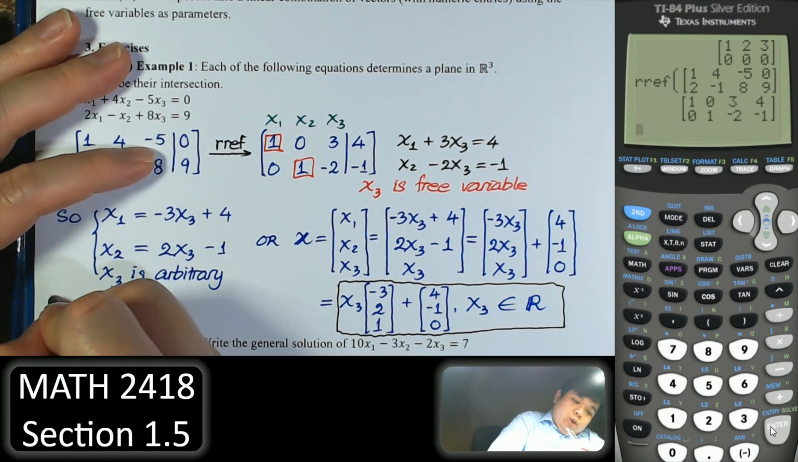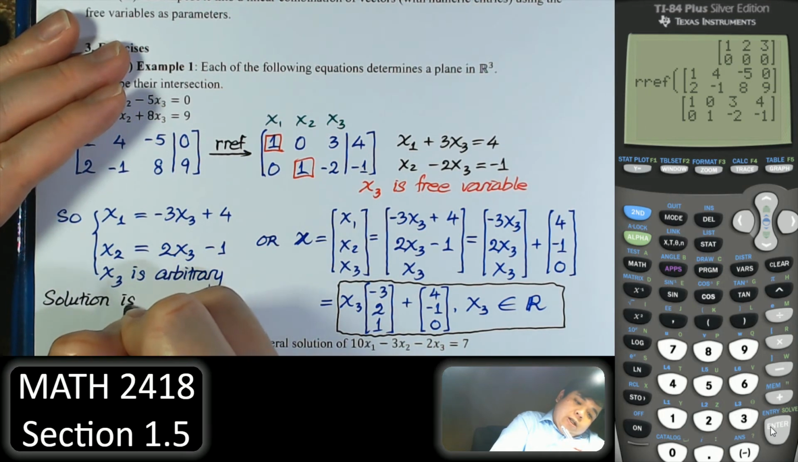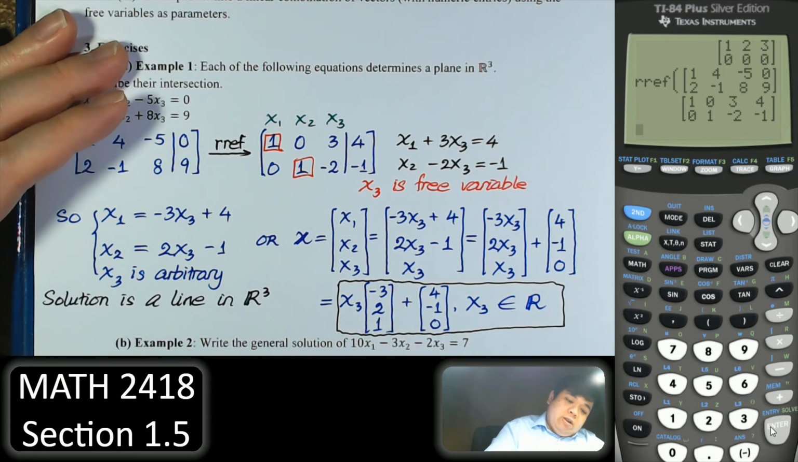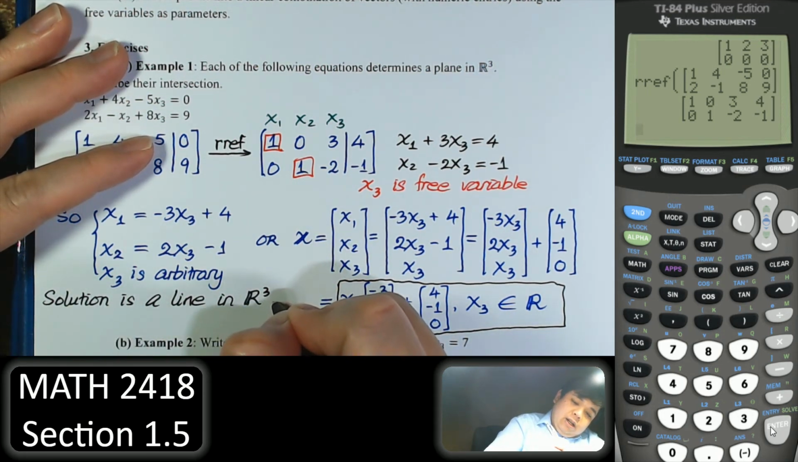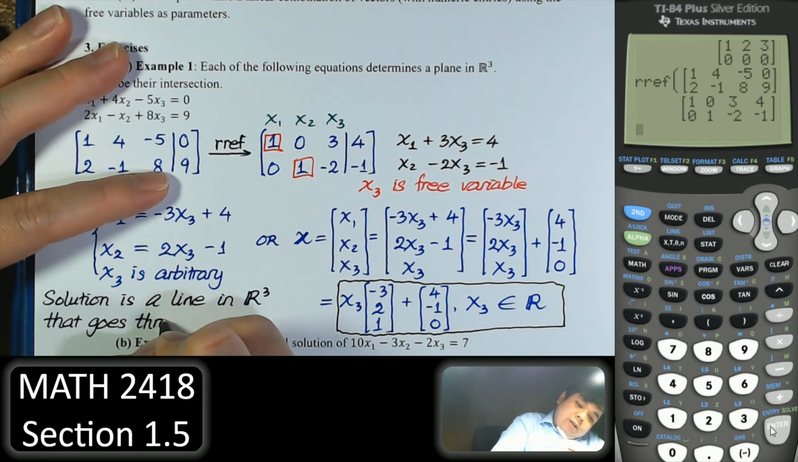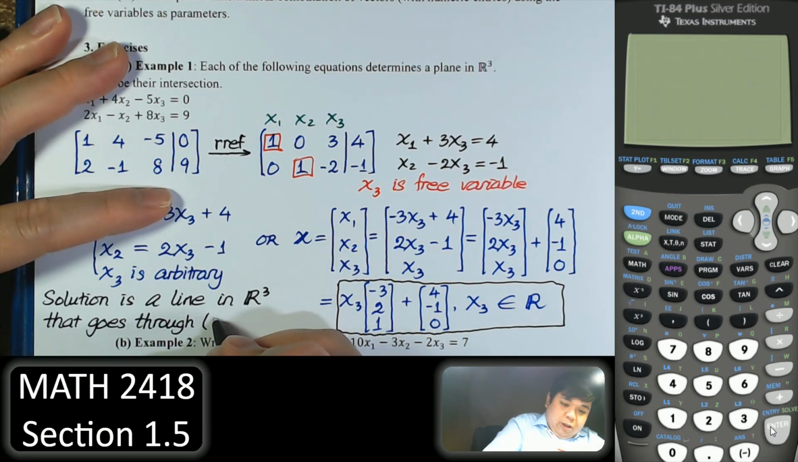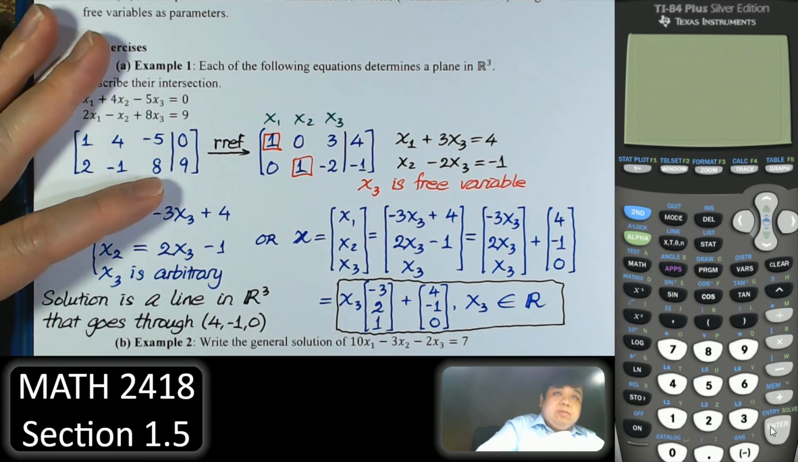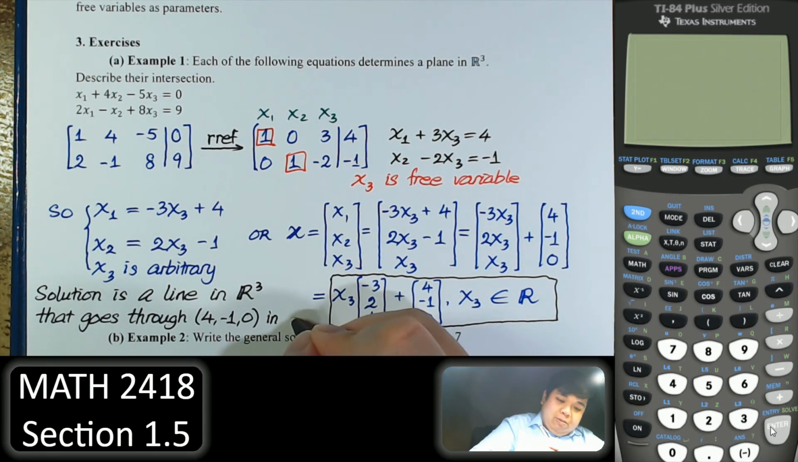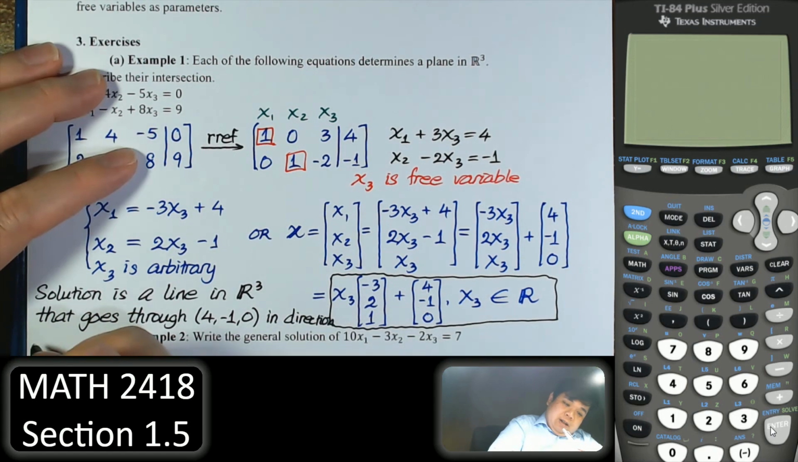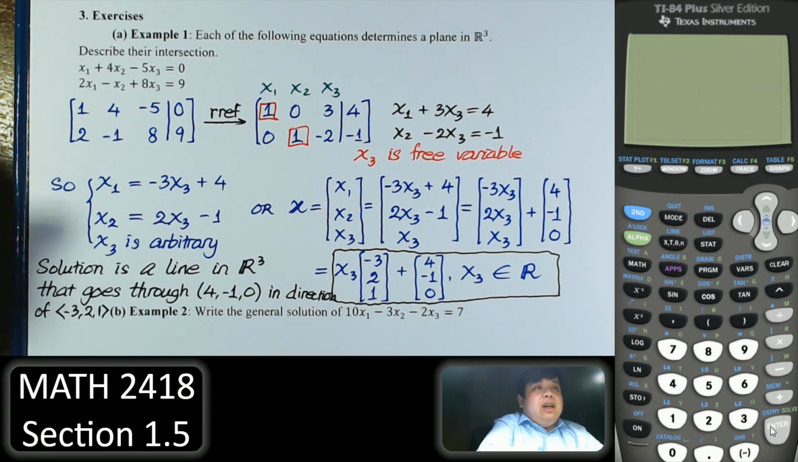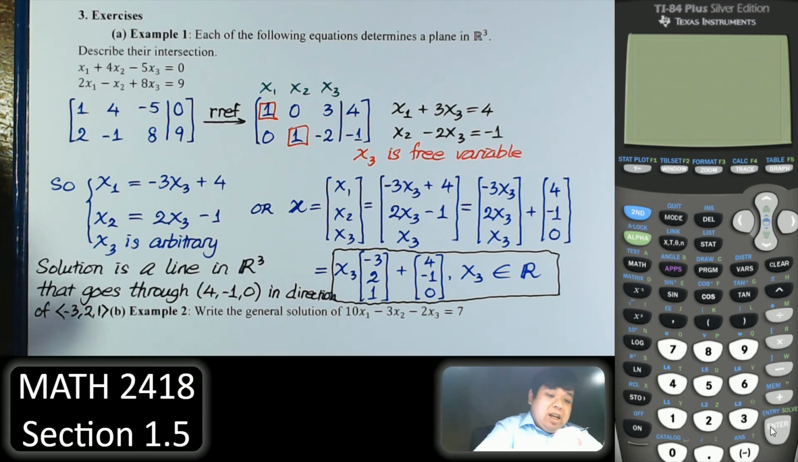So I will say the solution is a line in R3, and that line goes through the point 4, negative 1, and 0. It's a line that goes through the point 4, negative 1, and 0, and will be in the direction of negative 3, 2, 1. Now I write the vector in the triangular bracket, negative 3, 2, and 1. I said the point, the vector, different notation, doesn't matter as long as they have 3 components.